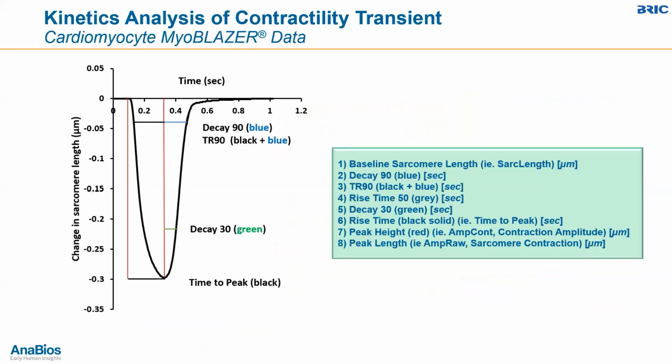On this slide, we show you the different parameters that we can derive from the contractility transient when we record contractility from these cells using the MyoBlazer. You can see we derive multiple parameters. It gives you an idea about the effect of a drug on the systolic phase of the contractility transient, but also it provides you information on the relaxation phase of contractility. And all these parameters can be used to characterize a compound and also to get an idea about a potential mechanism of action of your compound.